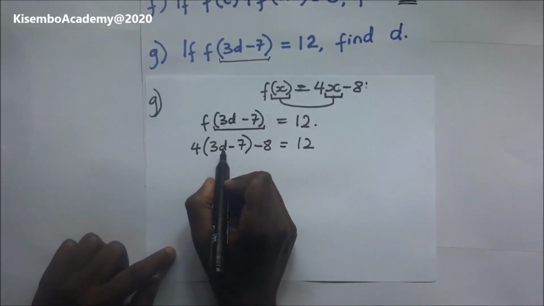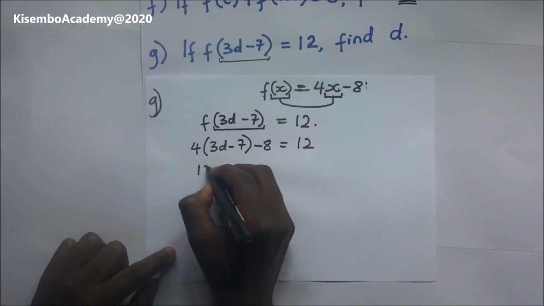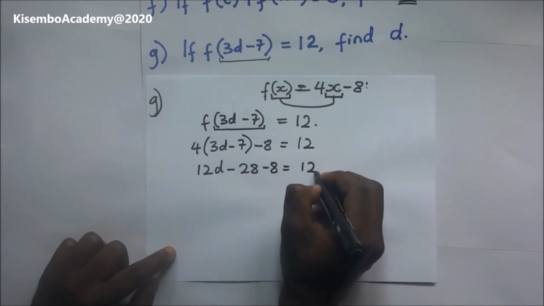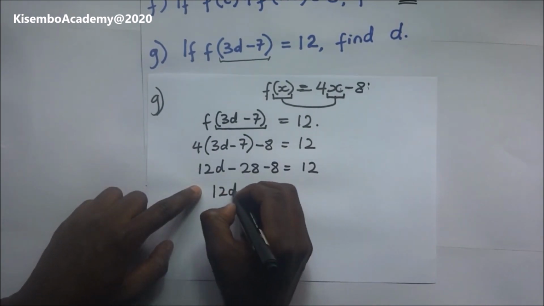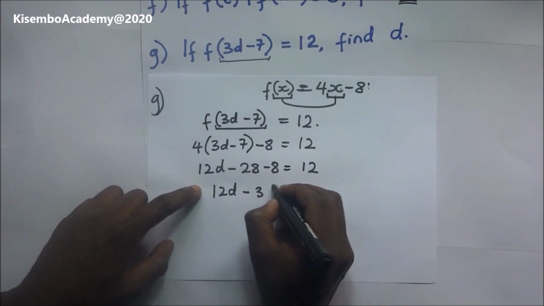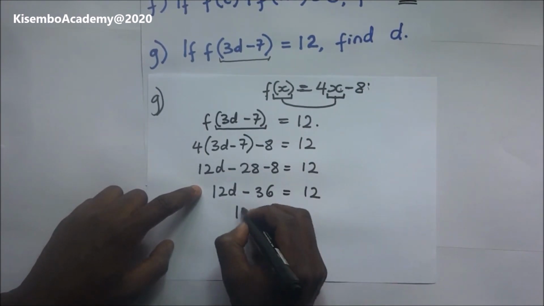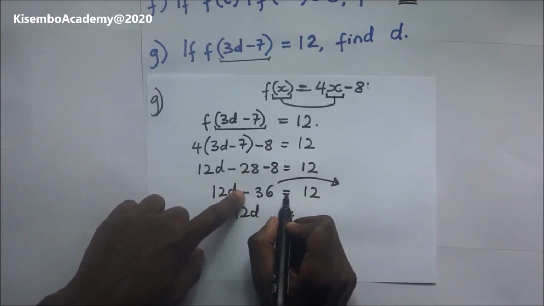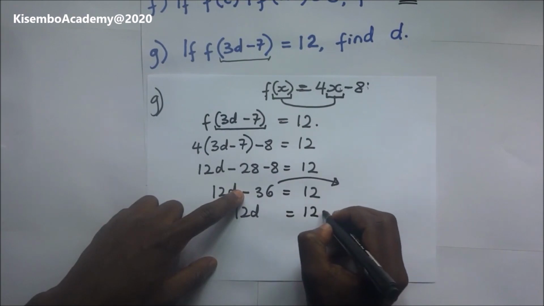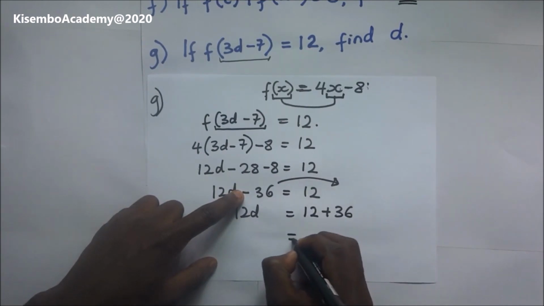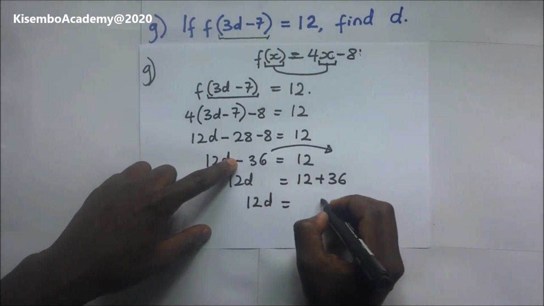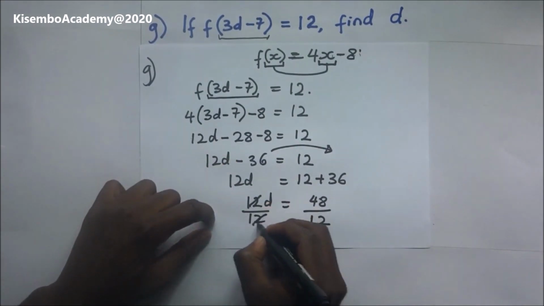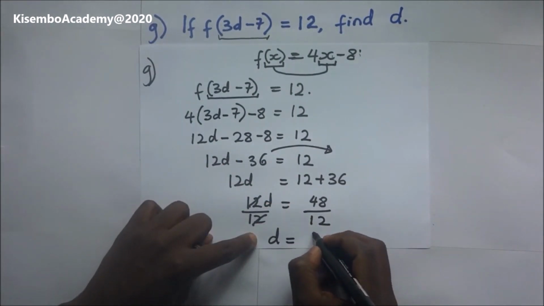So we go ahead and open brackets and find the value of d. This becomes 12d minus 28 minus 8, giving us 12. So this is going to become 12d minus 36, giving us 12. This 36 comes to this side, it's a negative 36, crosses the equal sign, and becomes positive. 12 plus 36, and then we end up with 12d giving us 48. When we divide both sides by 12, we end up with our value of d as 4.